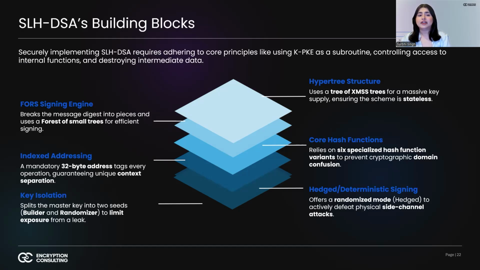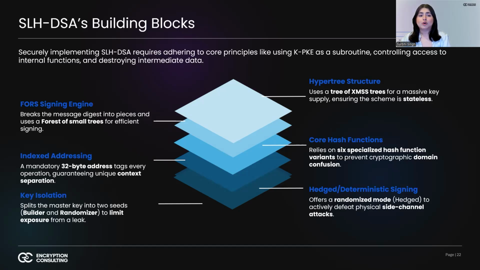The deterministic variant is an option for testing or environments that lack a high quality random source. This mode uses a fixed, publicly known value in place of the fresh random number, ensuring that signing the same message always produces an identical signature.